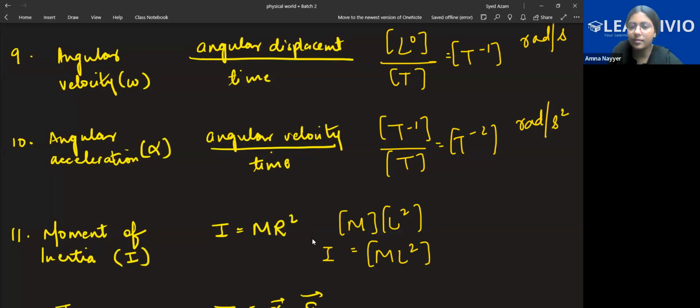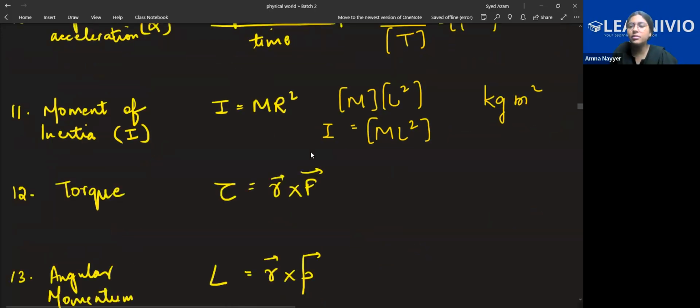Like here, alpha was equal to this. I've written this I again here. I is equal to this. Okay. This is kg for mass, meter square for radius.